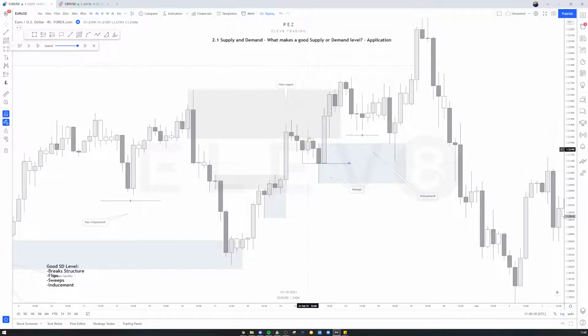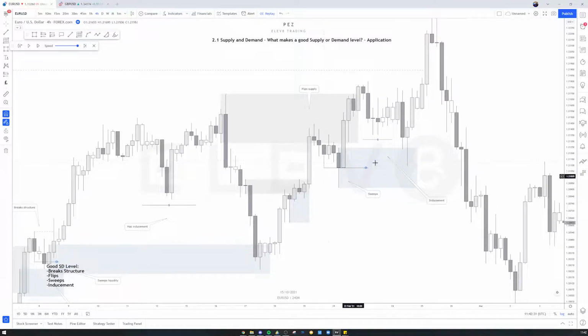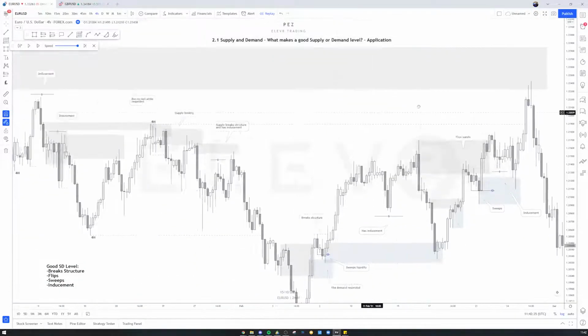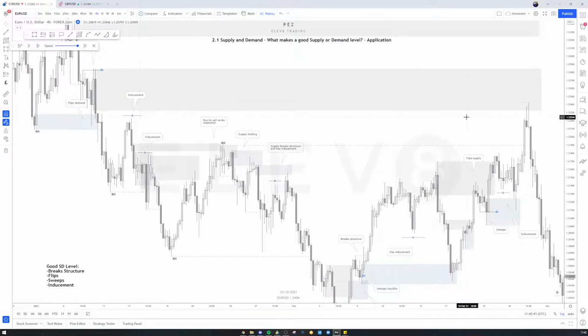Price then comes down, pushes up and then sweeps this into some demand here and then pushes up, flips this supply, and as you can see we get some inducement created. Try to push up, come down, sweeping this into this demand that swept, flipped and broke structure. So this is a very nice level as well, and ultimately we come back into this supply from earlier which flipped, swept, has inducement and broke structure.